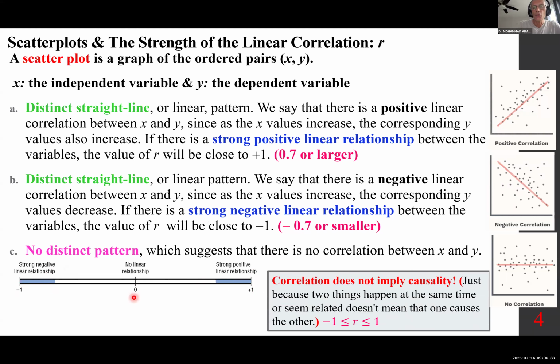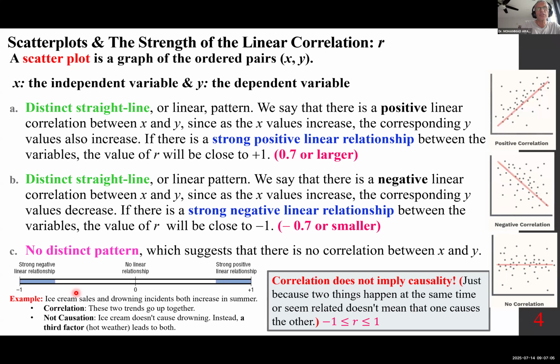Now, correlation does not imply causality, meaning just because two things happen at the same time or seem related doesn't mean that one causes the other. And R is always between -1 and 1 inclusively. That means they include the two numbers.